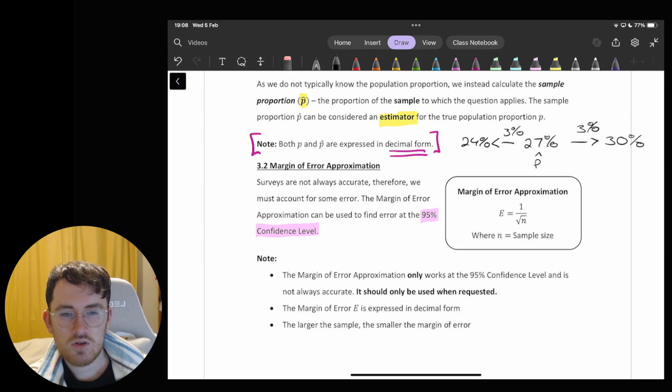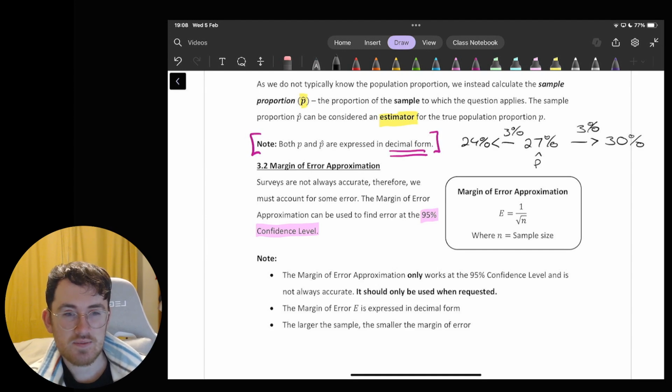It's important to know that the formula in the notes only works at 95% confidence, so you'd look for that in the question, and it should only be used when requested. That's only at higher level. At higher level we only use this approximation when it's requested, because at ordinary level this is the one we would go for. At higher level we have an extra one that is more accurate. Again, we use decimal form, which is what we've been saying here.